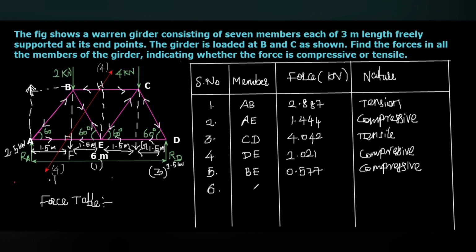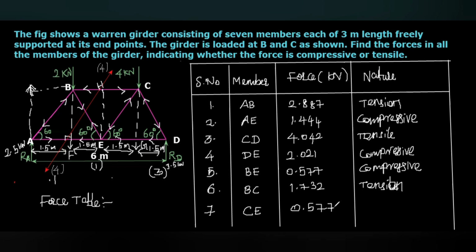Then sixth one, BC, 1.732, that is tensile in nature, that is tension. Seventh one, that is CE, 0.577, that is also compressive or compression in nature.